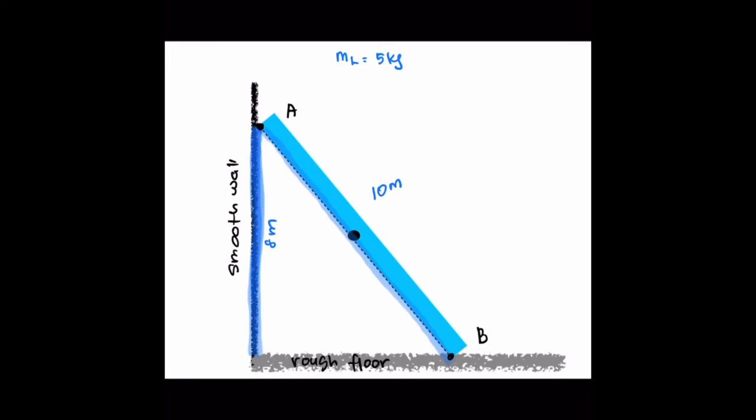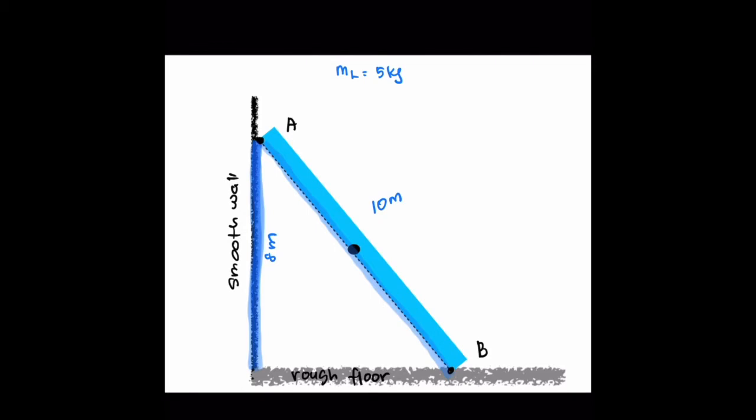Now what we have to do, the first thing, is to find the center of gravity. How to get the center of gravity, CG? This ladder's length is 10 meters, divided by 2, which means the center of gravity is 5 meters from A and also 5 meters from B. It is midway. Then you must put the center of gravity here, as a dot with a label.